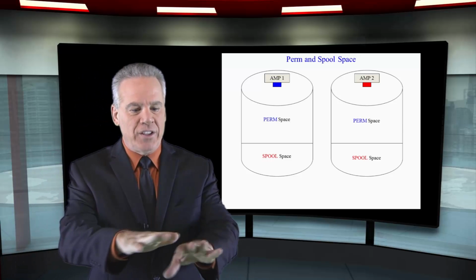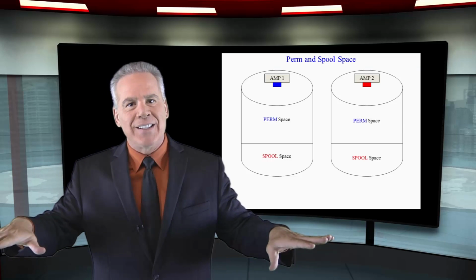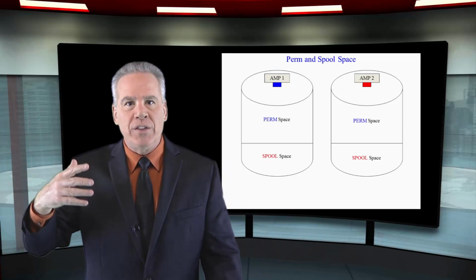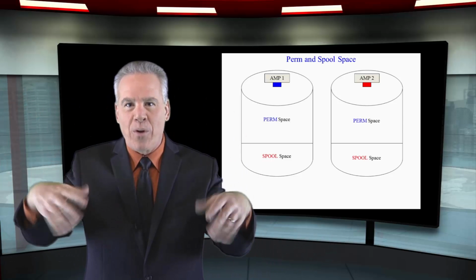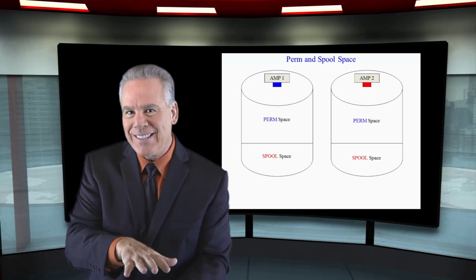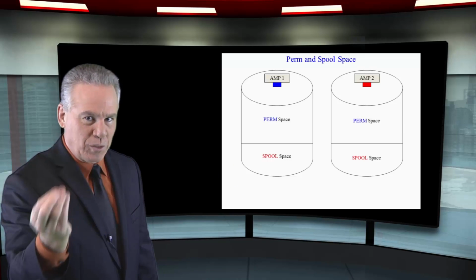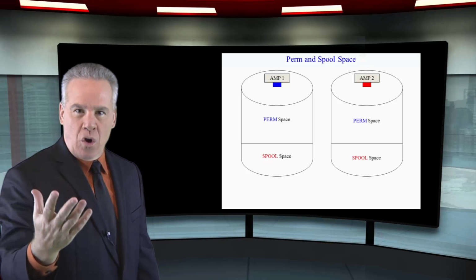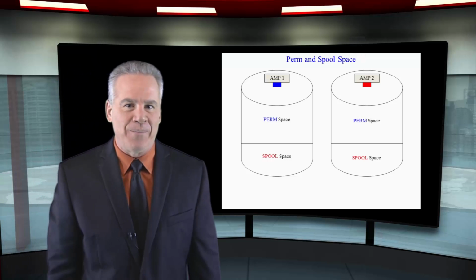Now, spool space, empty space on disk. And when you run your queries and each AMP's building your report, it just saves that down in that empty space, and that's spool space. Intermediate results is what you might call that.